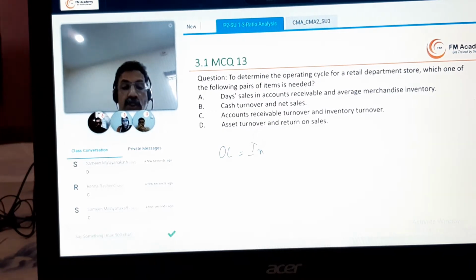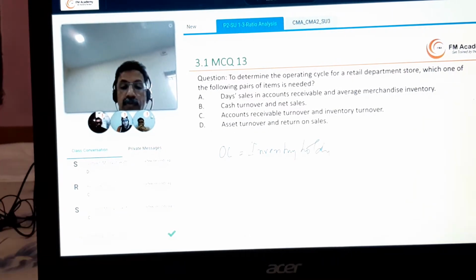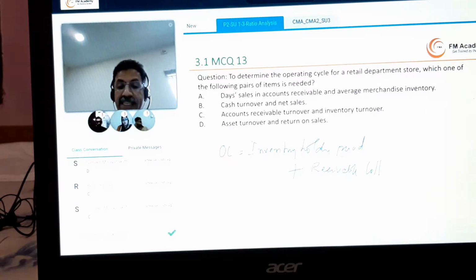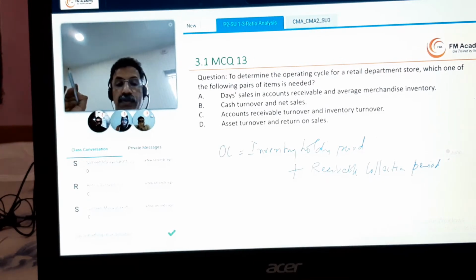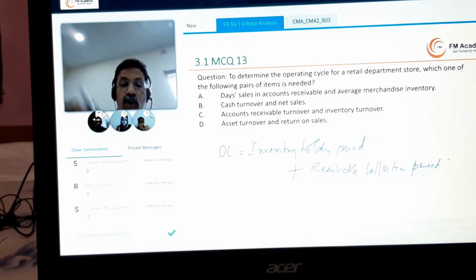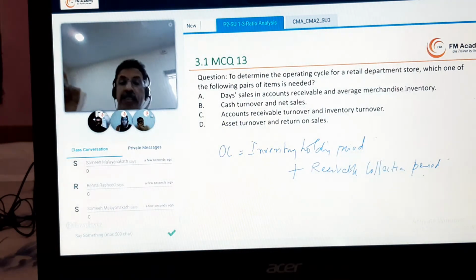inventory turnover days, so inventory holding period, or inventory turnover in days, plus receivable collection period or receivable turnover days. These are the two things you require. So day sales in account receivable, so you have that, and average merchandise inventory only. So average merchandise inventory will not give you holding period, right?